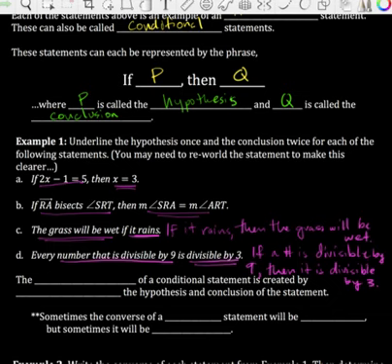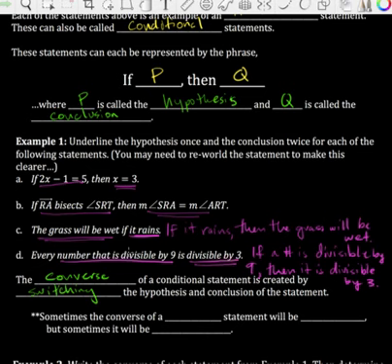The next thing we're going to take a look at is what happens if we switch around the hypothesis and the conclusion. And if we do that, then what we do is we create the converse of a conditional. It's when we switch the hypothesis and the conclusion.